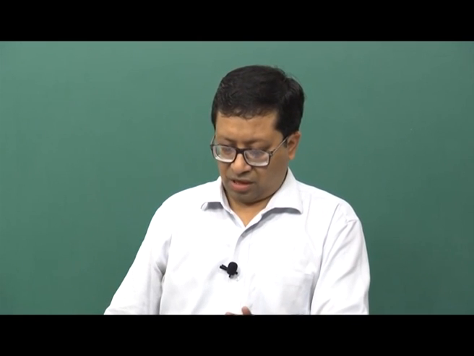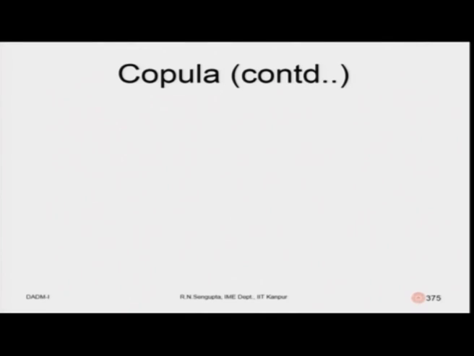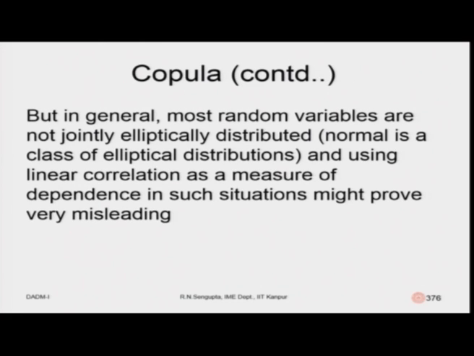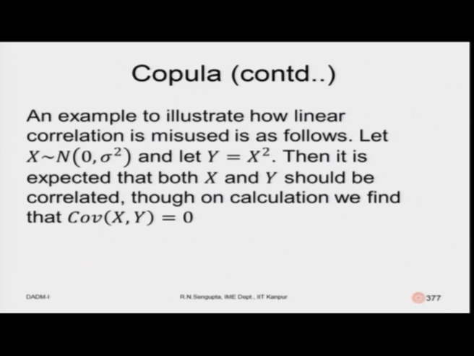So, this blank slide I will try to utilize as it is. Again continuing, in general most random variables are not jointly elliptically distributed, as the normal distribution is a case, because the normal distribution is in the class of elliptical distributions, and using linear correlation as a measure of dependence structure in such situations might prove very misleading, because it would not give us the actual interrelationship between two random variables which are not elliptical. Hence we use copula. As an example to illustrate how linear correlation is misused, let us consider the following.